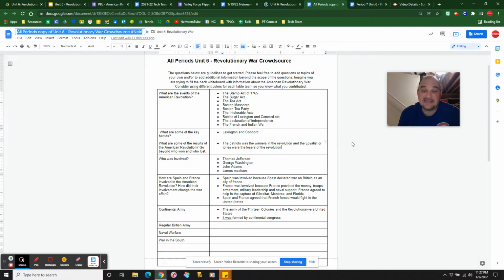What are some of the key battles? Lexington and Concord, absolutely right. And then other ones that I just mentioned, Battle of New York, Battle of Saratoga. These are battles you're going to want to know. They are definitely going to be on that quiz coming up next week.